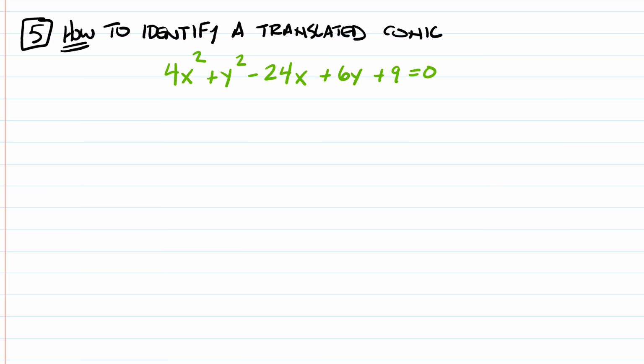Okay, box 5 is how to identify a translated conic that looks nothing like the standard form like in the other boxes here. So here's what we're going to do. We're going to group all of our x terms together, so 4x squared minus 24x, and then group your y terms, plus y squared minus 6y, and then I have my plus 9 equals 0.